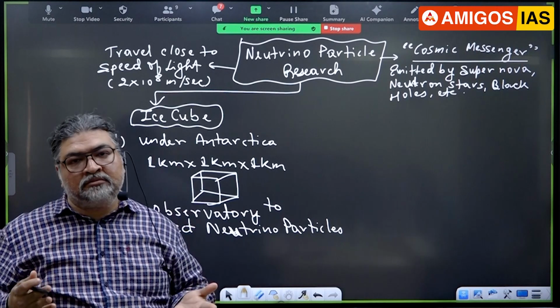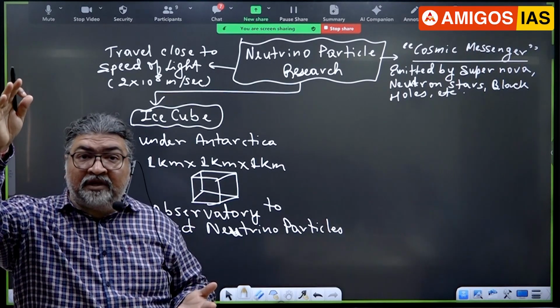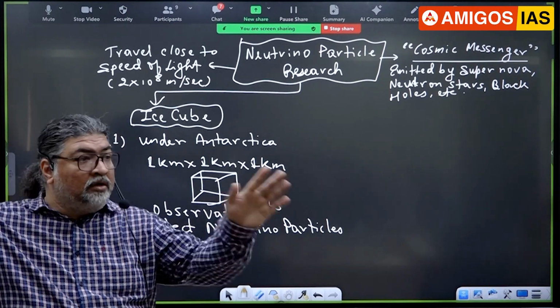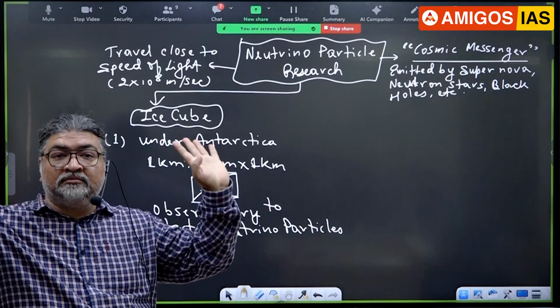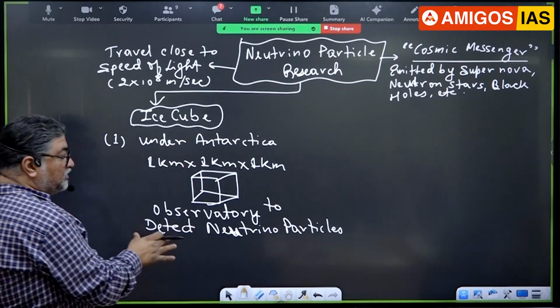We cannot see them. They are emitted where? In the universe. And they're passing through every object, even through the room, walls, everything. They pass through everything. So they are very, very important from there. This is what they have done there.